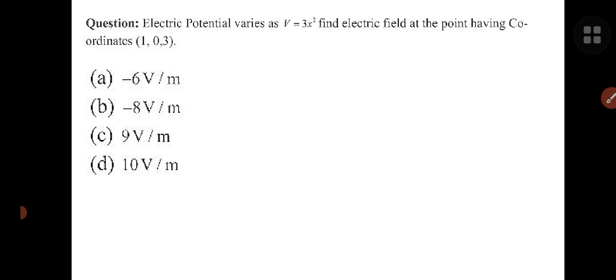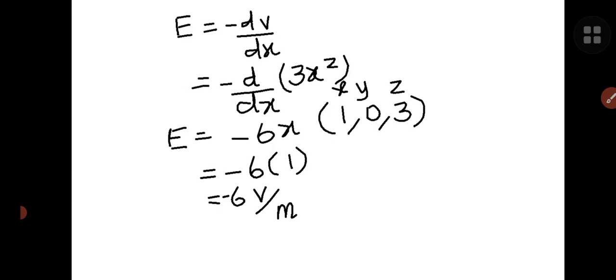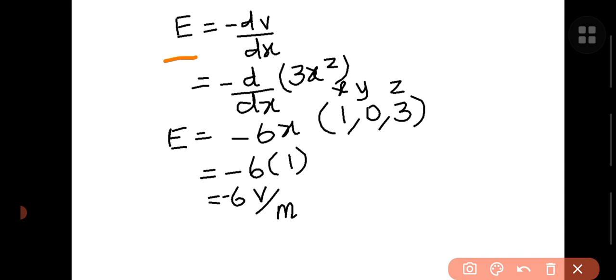Next question. Electric potential varies as V equal to 3x square. Find the electric field at the point having coordinates 1, 0, 3. Let's solve the problem. E equal to minus dV by dx. We know the value of V, that is 3x square. Substitute and differentiate with respect to x. We get E is equal to minus 6x.